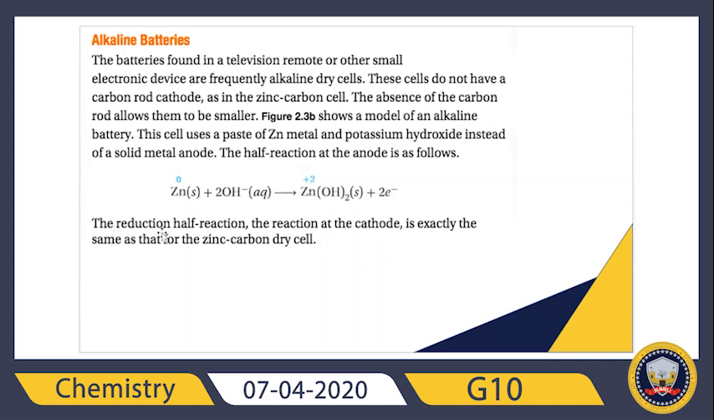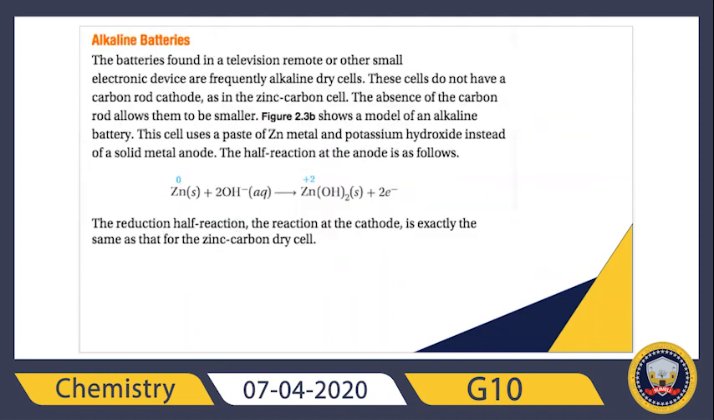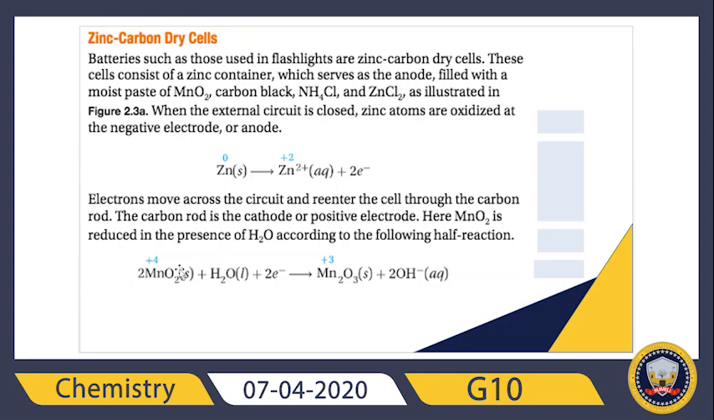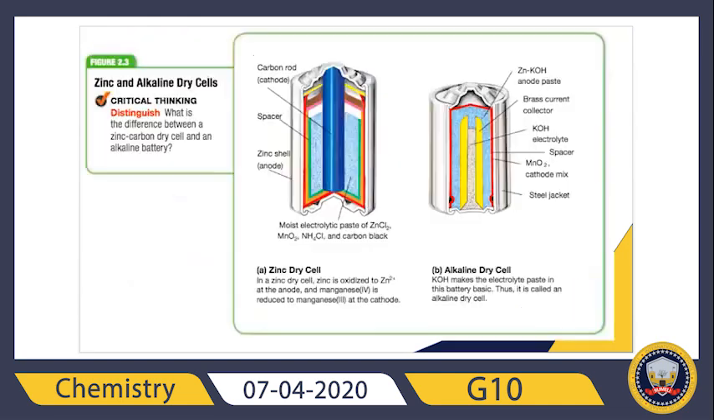The reduction half reaction, the reaction at the cathode, is exactly the same as that for the zinc-carbon dry cell. This is the reduction. So here that's the oxidation, and the reduction is similar to the previous dry cell. And here is the figure again. You can see the zinc dry cell and the alkaline dry cell.